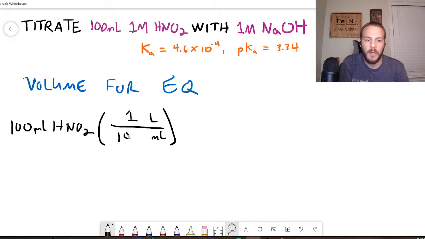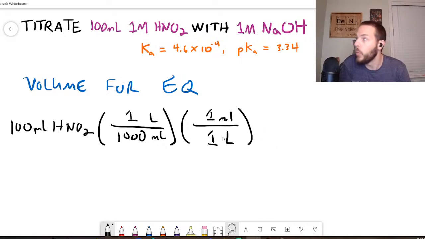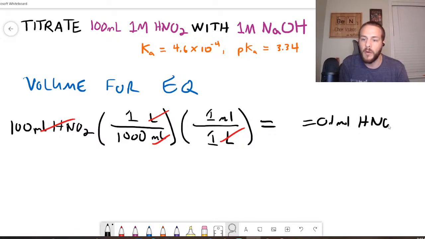There are 1,000 milliliters in 1 liter, right? And now that we have liters, we can use the molarity, in which it's going to be 1 mole per 1 liter, right? If you have a 1 molar solution, that means you have 1 mole of it per liter of solution. Now, I'm doing 1 over 1. This step might seem mathematically unnecessary because 1 divided by 1 is 1. But it's important to do this because the numbers won't always be so easy, and you want to make sure those units cancel out. So milliliters cancel with milliliters, liters with liters. So we have 100 divided by 1,000, which is equal to 0.1 moles of HNO2, 0.1 moles of nitrous acid.